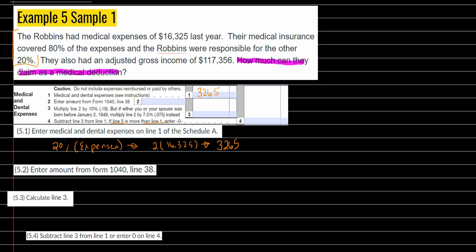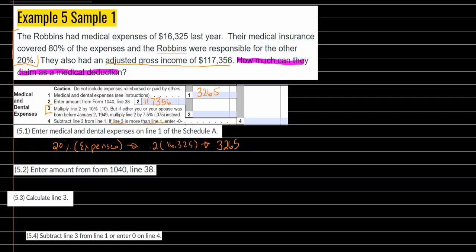All right, line 2 says, this is the next step, enter the amount from Form 1040, line 38. Well, that is your adjusted gross income. That is $117,356.